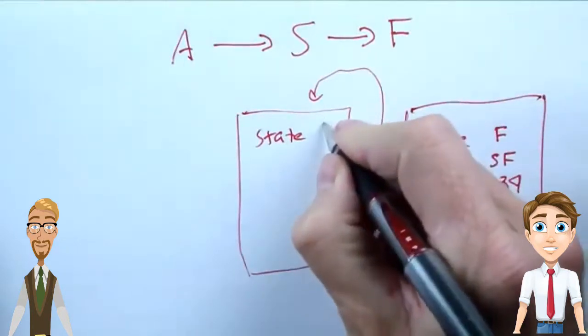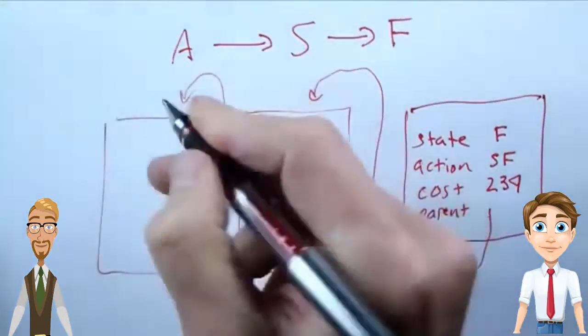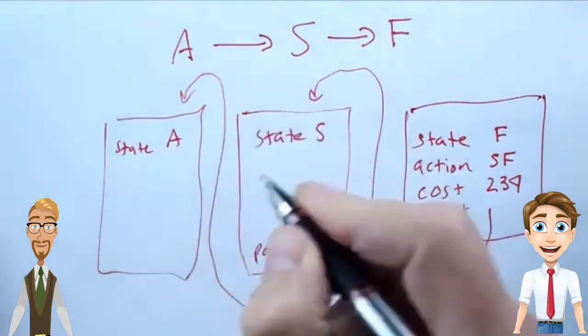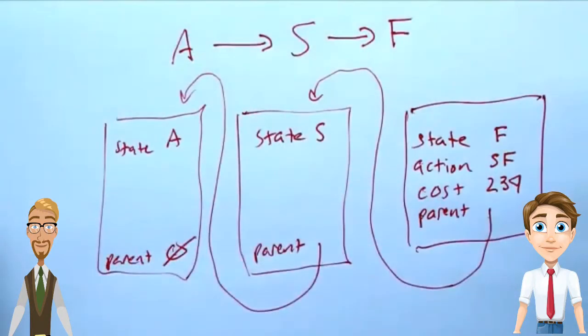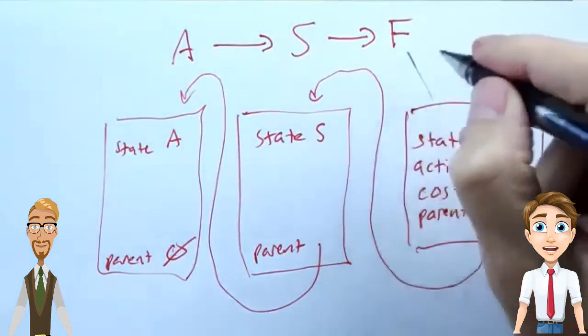the node that has state S will have a parent which points to the node that has state A, and that will have a parent pointer that's null. So we have a linked list of nodes representing the path. We'll use the word path for the abstract idea and the word node for the representation in the computer memory, but otherwise you can think of those two terms as being synonyms because they're in a one-to-one correspondence.